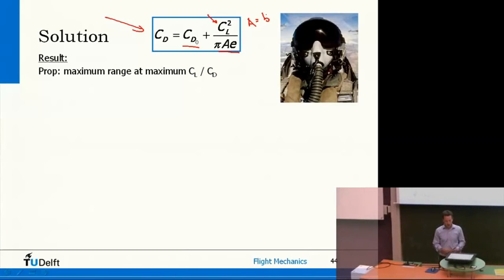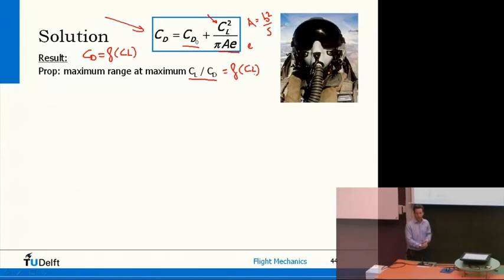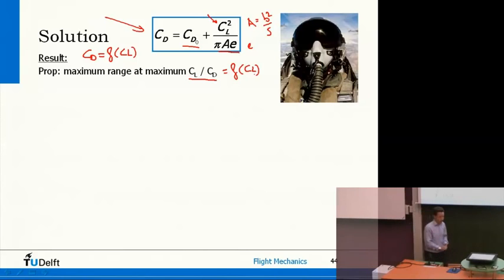Now, what you have to realize is that this CD is therefore in fact a function of CL. So if we want to find the maximum CL over CD, then this in fact is also just a function of CL. So I have one function, one variable. If I take the derivative of this function and set it equal to 0, then I find the maximum. So basic mathematics.